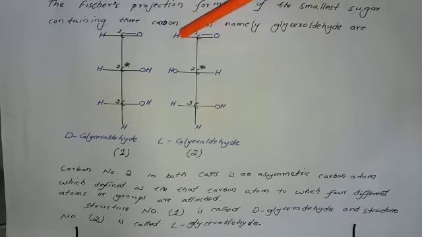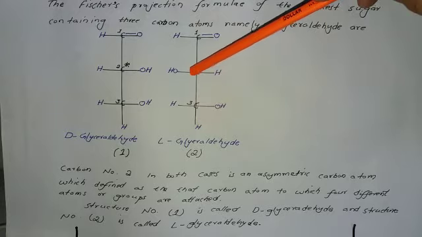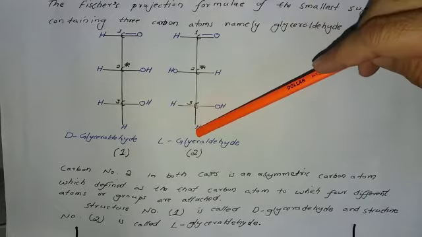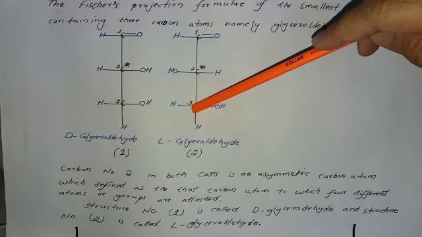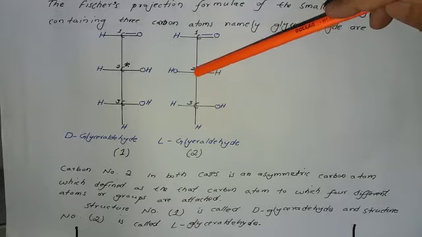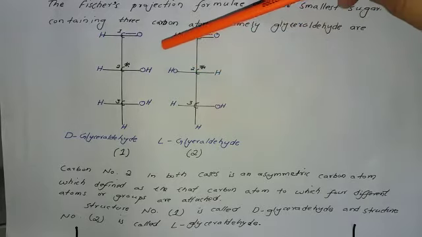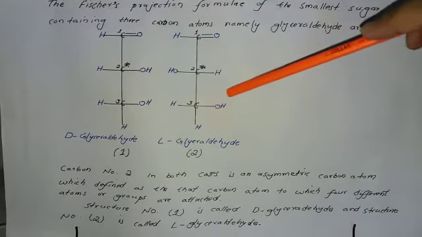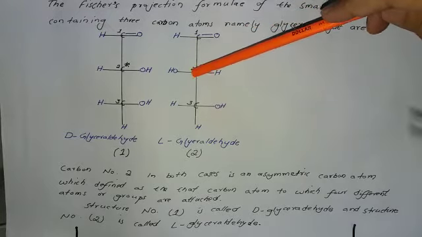there are only 3 groups attached. To carbon number 3, there are 4 groups attached, but 2 groups are similar. Both are hydrogen atoms. So this carbon is not asymmetric. The second carbon, to which one hydroxyl group is attached, the other one is hydrogen. The third one is this group. The fourth one is this group. So all 4 groups are different. So this carbon number 2 is the asymmetric carbon.